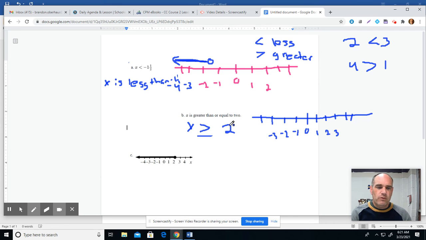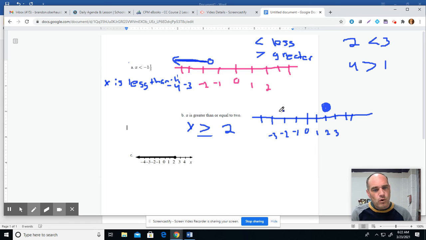So now we go to our boundary point, which is a 2. Now, this is different because I had this or equal to. When I go to 2, I'm going to do the circle, but I need to color it in this time. And the reason I'm going to color it in is because 2 is part of this solution. Now I need to make a decision. Do I shade right or do I shade left?